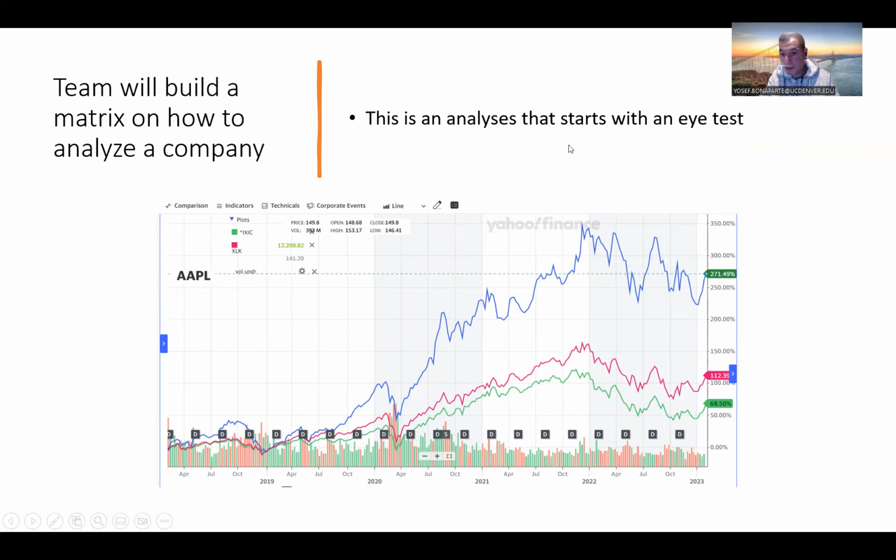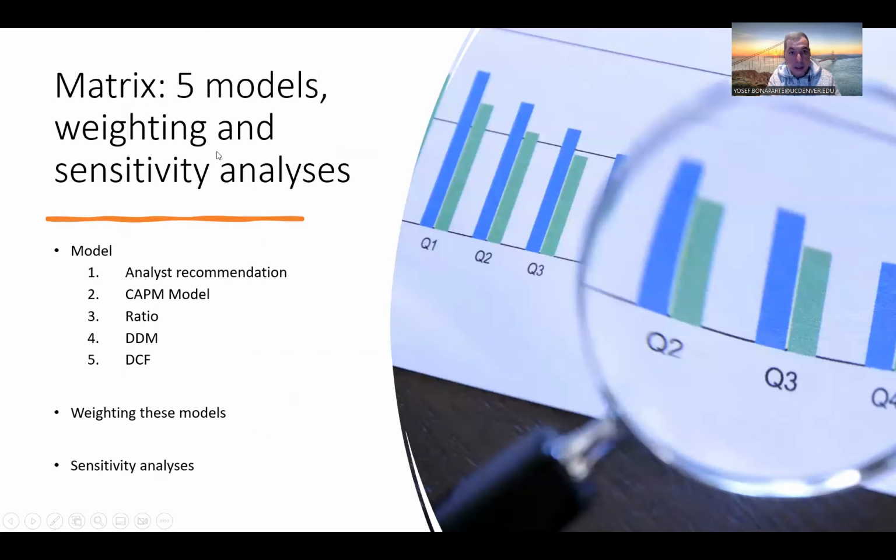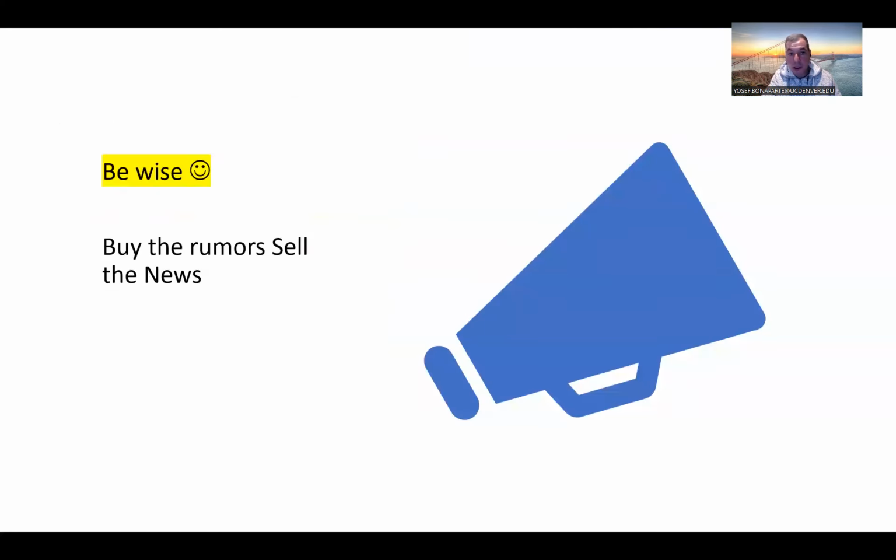This is the analysis: suppose you choose a company. Here you choose Apple, so Apple versus the sector. XLK is the sector, and the green is the S&P. So you compare the 3 together. The matrix we use in my class uses these 5 models. I think by now you already worked on them, and then we weight these models and do sensitivity analysis for every company. Be wise: buy the rumor, sell the news.